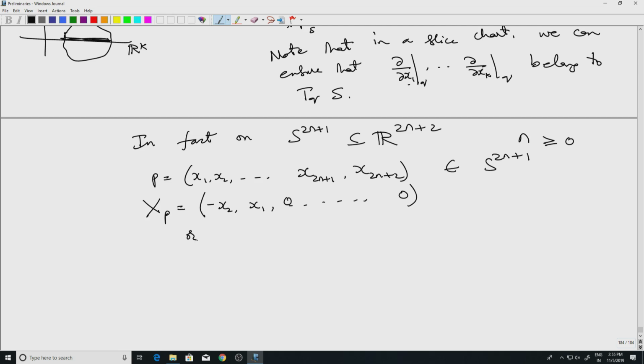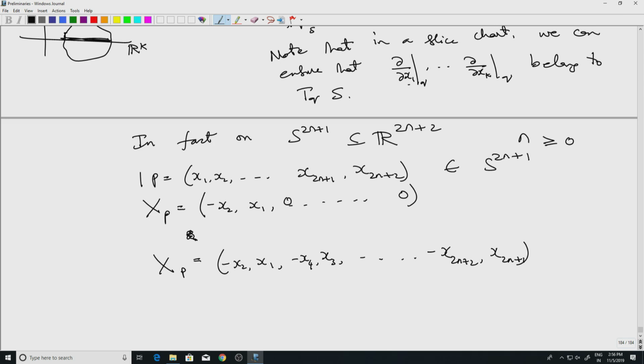Another example would be X at P, where I do this on each pair of variables: minus x2, x1, minus x4, x3, and so on, minus x_{2n+2}, x_{2n+1}. All I have to do is ensure that X at P is perpendicular to P, which is this. P is here. So the way I've written it, it is perpendicular to this.